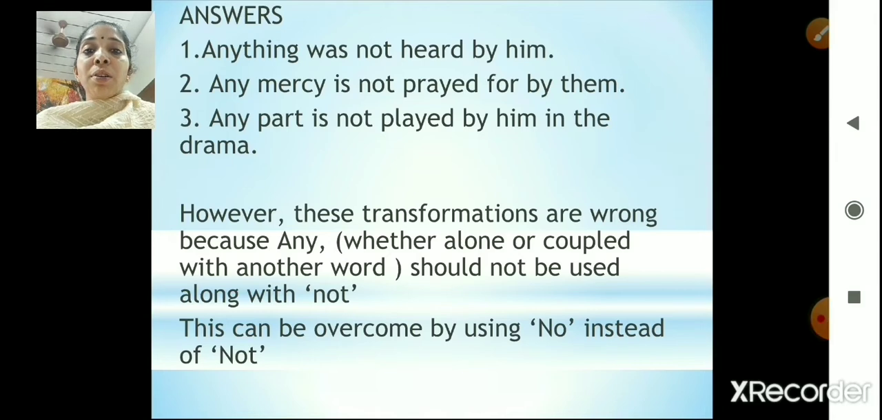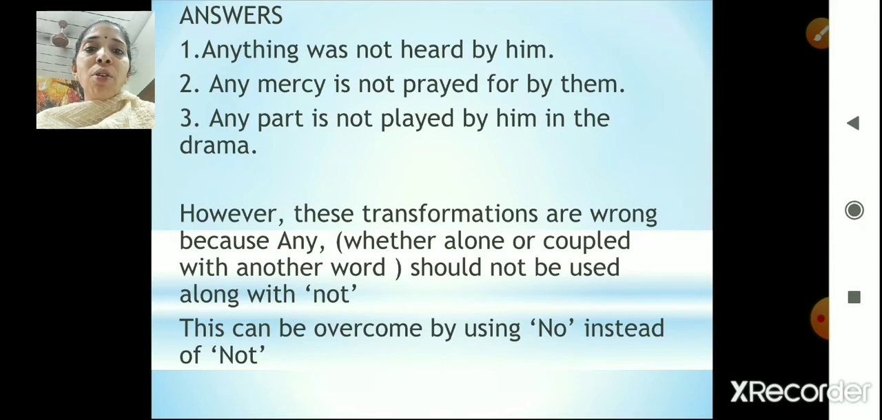Anything was not heard by him. Any mercy is not prayed for by them. Any part is not played by him in the drama. Do you think these sentences are right? Yes, these sentences are incorrect. They are not right. They are not the correct ones.